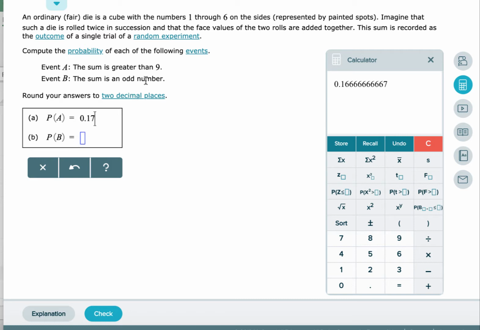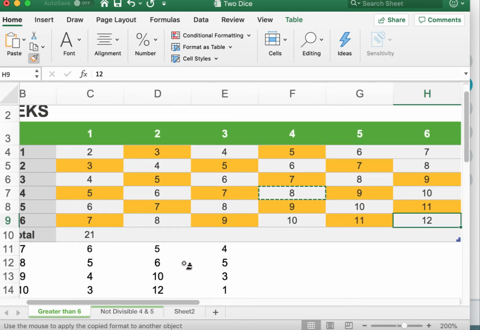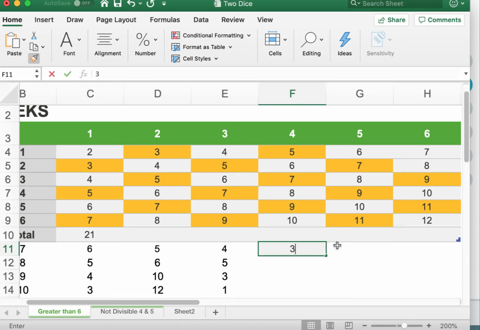And then now they ask for the sum as an odd number. So odd numbers are 1, 3, 5, 7, 9, 11. And since 1 is not one of the sums, we'll get rid of it. So those are the odd numbers that are part of the sums, because the sums go from 2 all the way up to 12. So we're going to take a look at how many 3s, 5s, 7s, 9s, and 11s we have. So now I've highlighted all the odd numbers. I have 3 and it occurs 2 times. I have 5 and it occurs 1, 2, 3, 4 times.